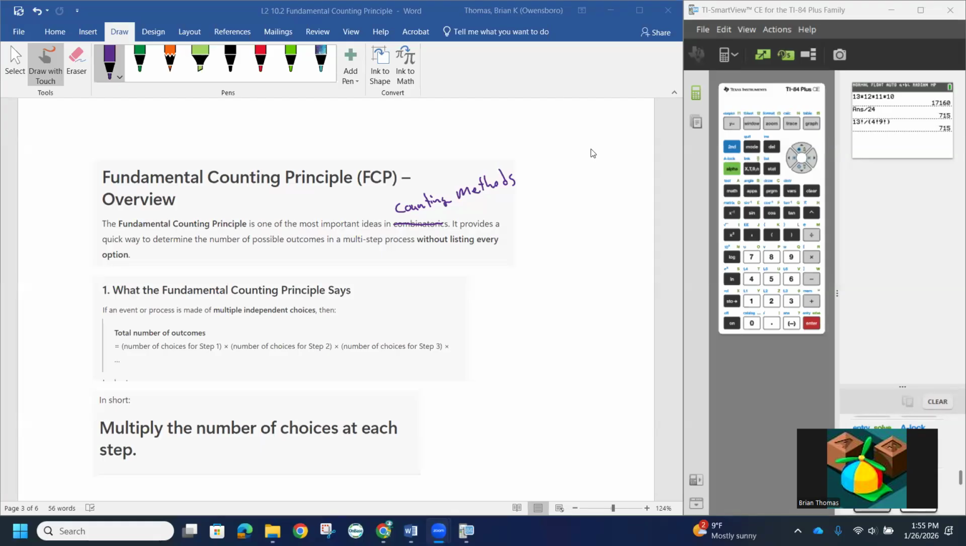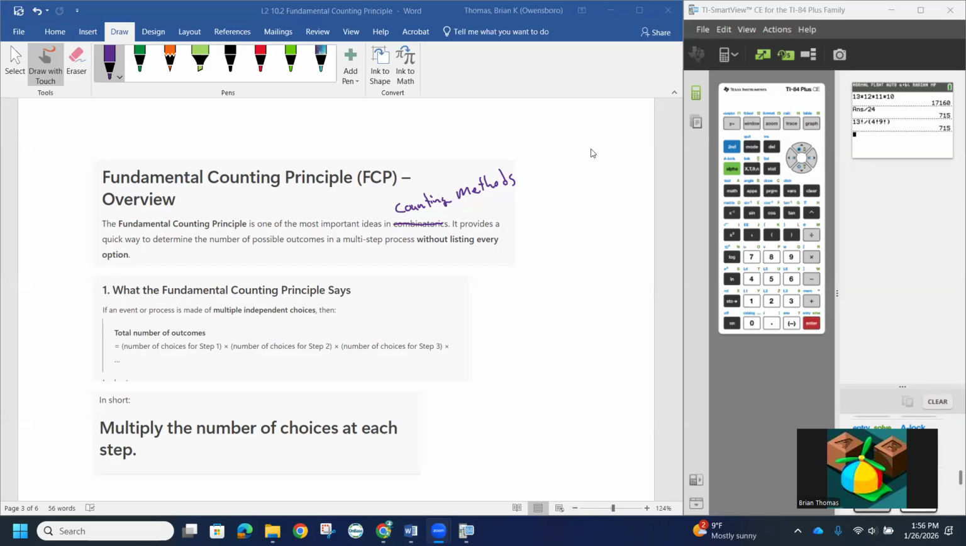So now we get into the fundamental counting principle, or FCP. This is one of the important things in our counting strategies. If you want to pause the video and read the definition, you can. Otherwise, I'm just going to continue reading at this point.